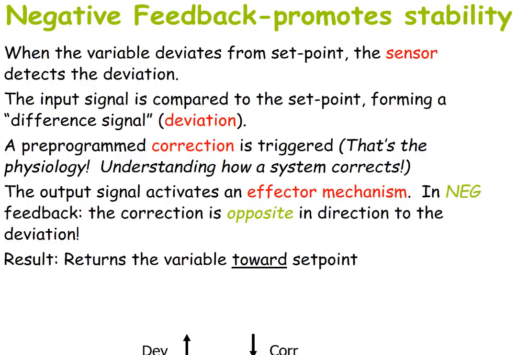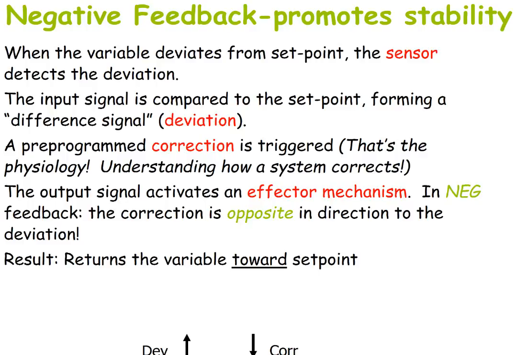Then this signal is compared to the set point. And this is usually in an integration center like your brain and spinal cord. Brain and spinal cord know the set points, usually the hypothalamus for most of the set points that we're talking about, but not all. So the brain and spinal cord evaluate what the set point is, evaluate the input signal from the sensor, and create a different signal, the deviation. How far deviated are we?